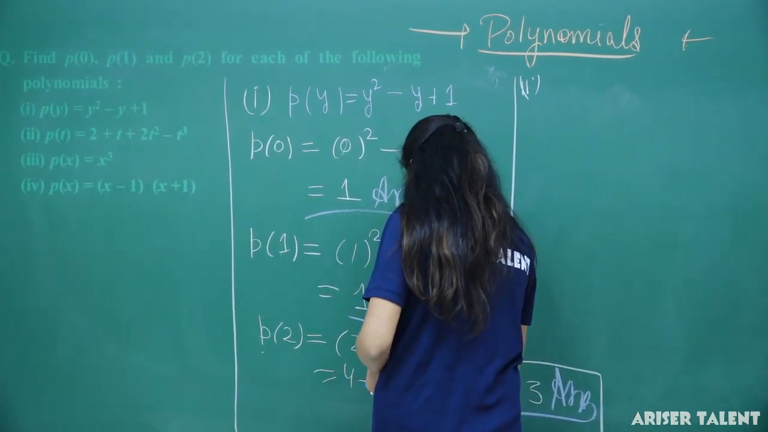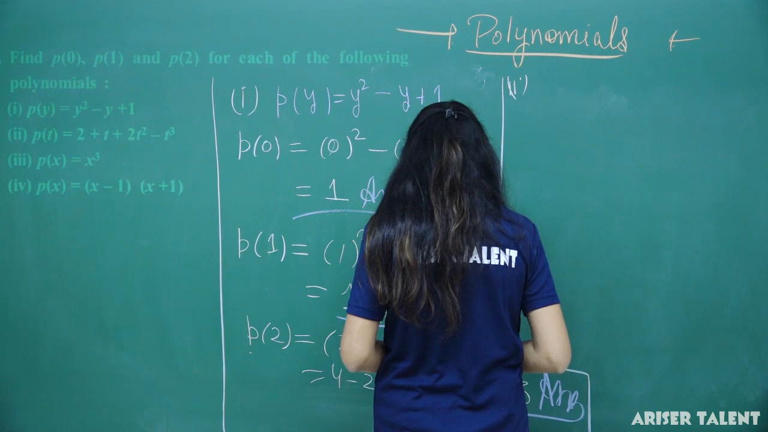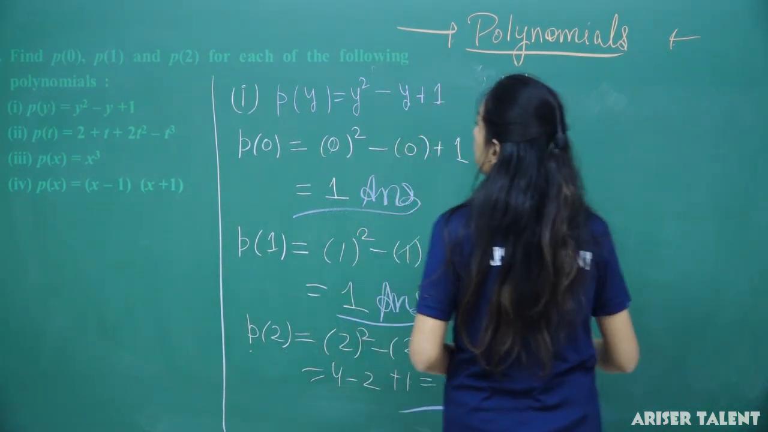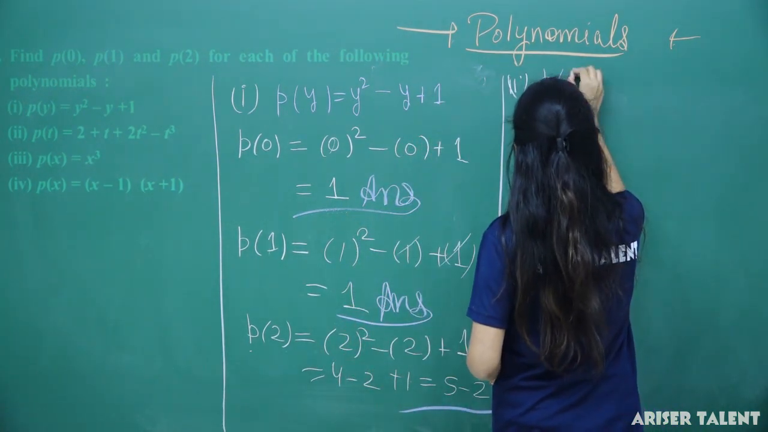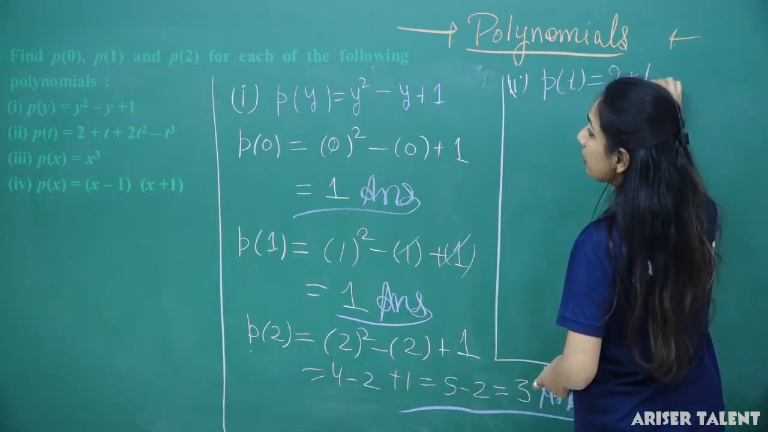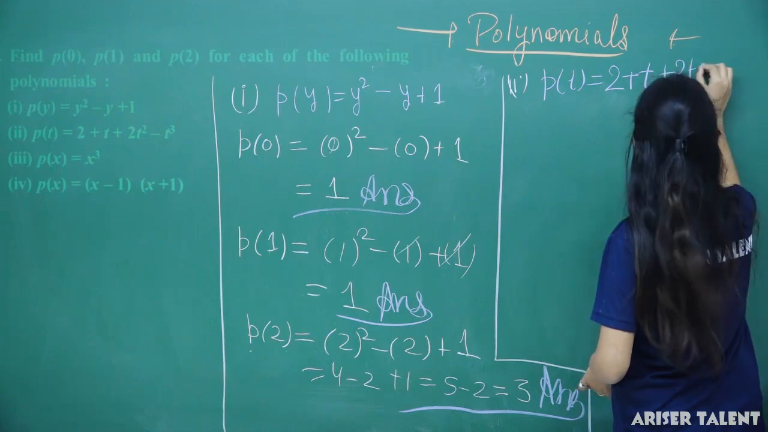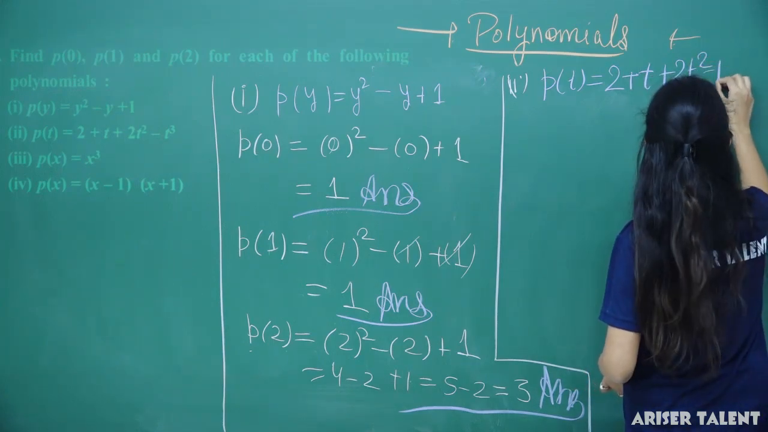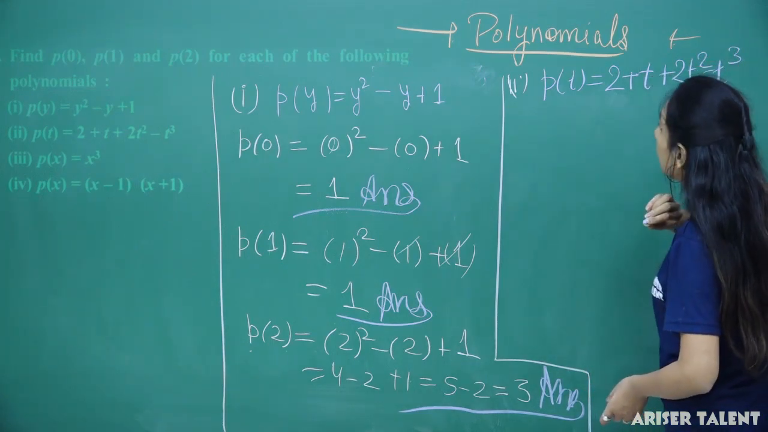Now we are moving forward to our next question, or the second part of this particular question, which is P(t) equals to 2 plus t plus 2t square minus t cube. I am just rewatching it.